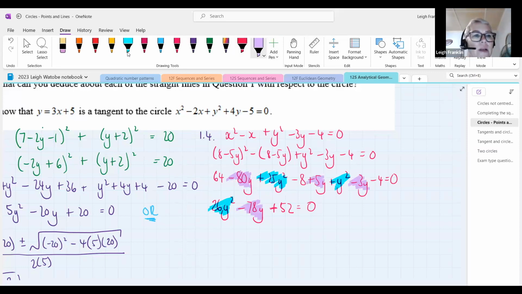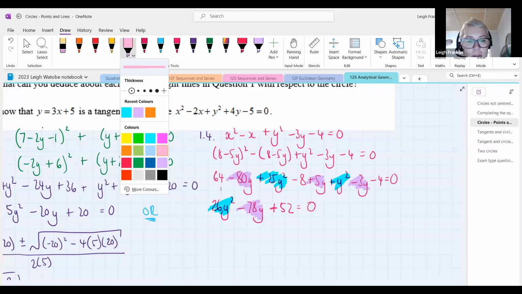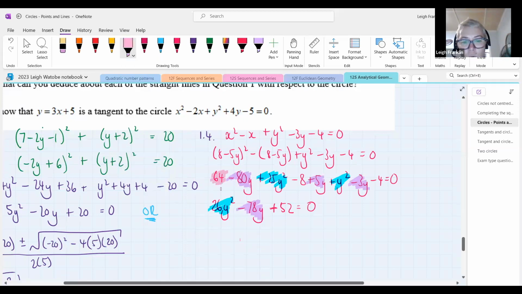And then the last one, let's just use a nicer color. Let's go with that pink. We've got 64 minus 8 minus 4, which gives us the plus 52. Okay, so I'm feeling pretty confident that we have now got that correct. So now we can either sub it into the quadratic formula, or we can go ahead and factorize.